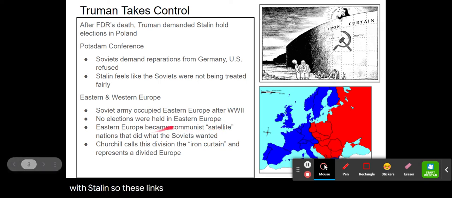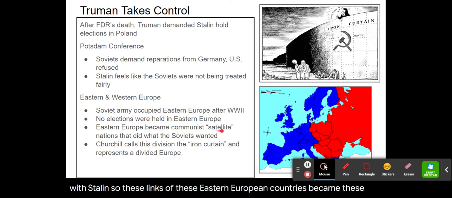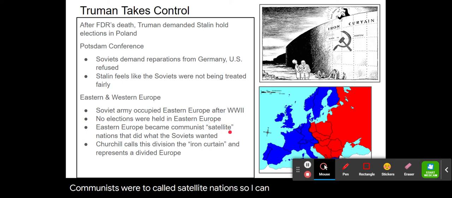So eventually these Eastern European countries became communist, what are called satellite nations. Think of a satellite that orbits around the Earth, like the moon is a satellite, tethered to the Earth in that orbit. A satellite country is under the control of another. Even though the Soviet Union wasn't directly in charge, these countries had their own governments, but they listened to the Soviet Union. They did what the Soviet Union wanted. They were communists like the Soviet Union. They followed the Soviet Union's directive. They were under its control without being directly controlled by it.